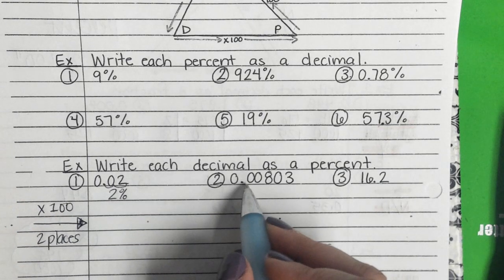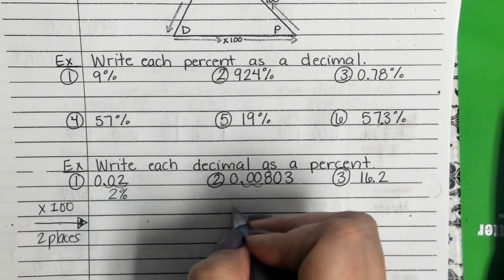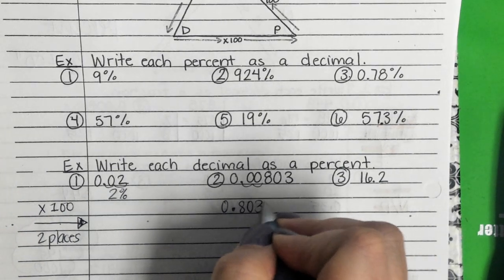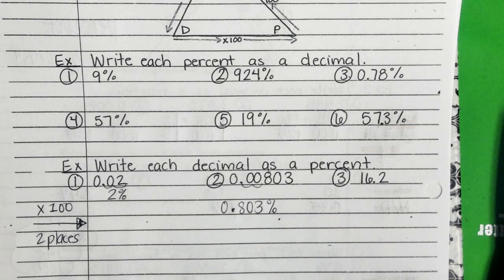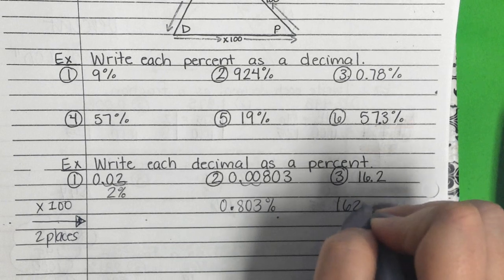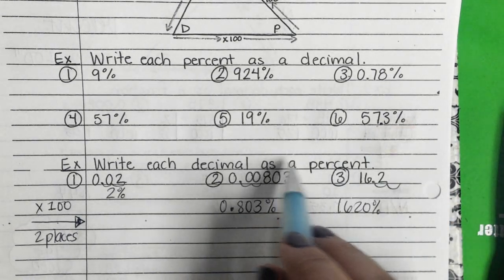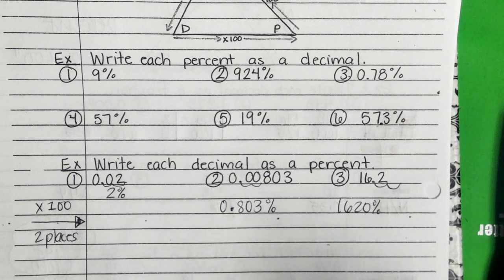What about number 2? 0.803. See how we move it 2 places here? So that'd be 80.3%. And then the last one? 1,620%. There we go. 2 places. And again, all I'm doing, guys, on any of these is multiplying by 100. And that'll tell you what your new percentage is. For the decimal to percentage, we can really just move 2 places. That's all you gotta do.